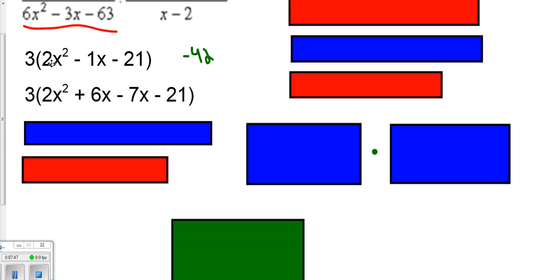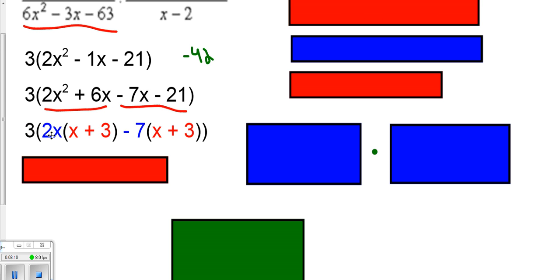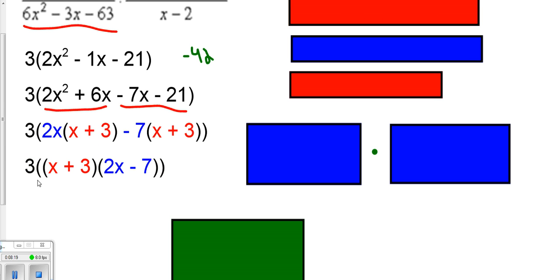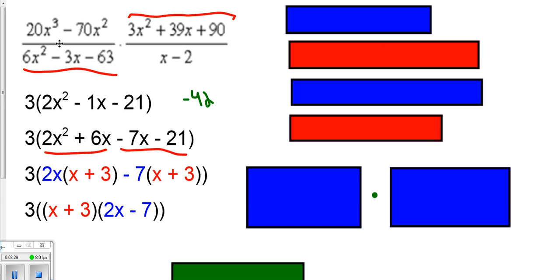So we rewrite this trinomial of 3 terms as this polynomial of 4 terms. The positive 6x and the negative 7x would combine to negative 1x. Now from here, we just factor by grouping. Here is one group, here is our other group. That first group we can take 2x out of, and it leaves x plus 3. The second group we can take negative 7 out of, and it becomes x plus 3. So our factors then are 3, which stays on the outside, x plus 3, and 2x minus 7. Those are the 3 factors of this trinomial here.